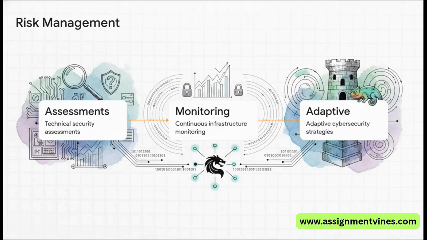Let's see how this builds, because to manage that interconnected risk, a clear methodology is required. First up, Step 1, Technical Assessments. This is testing the waters to see exactly where you stand. Those initial assessments feed directly into Step 2, Continuous Monitoring. This is keeping a watchful eye on your systems 24/7. And finally, that constant stream of data allows you to build Step 3, Adaptive Cybersecurity Strategies.